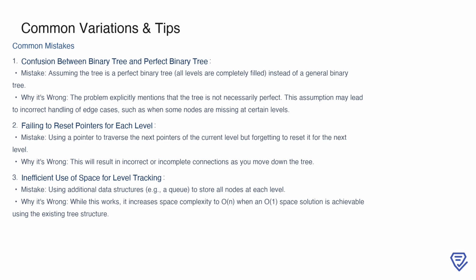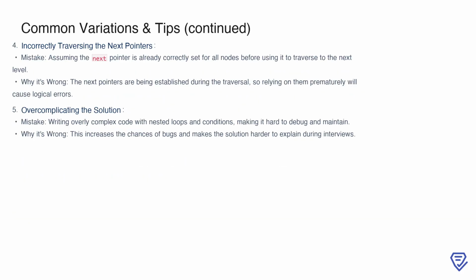Finally, some solutions unnecessarily use extra space, such as queues, to track nodes at each level. While this works, it increases the space complexity to O(n), even though the problem can be solved with O(1) space by leveraging the tree structure itself. Another mistake to avoid is incorrectly traversing the next pointers. Some assume that these pointers are already set up for all nodes and try to rely on them to traverse to the next level. This doesn't work because the next pointers are being established during the traversal. Using them prematurely can lead to logical errors.